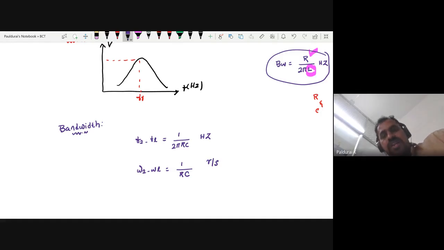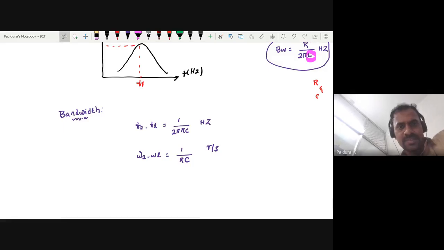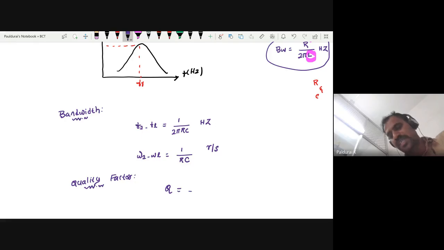And after that, quality factor. What is the quality factor definition for series circuit?